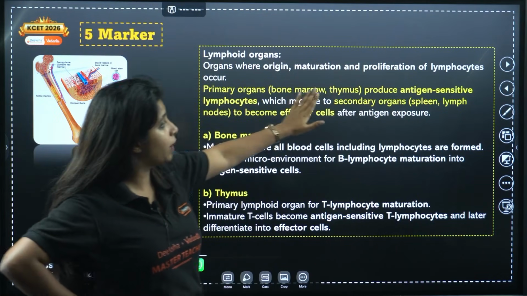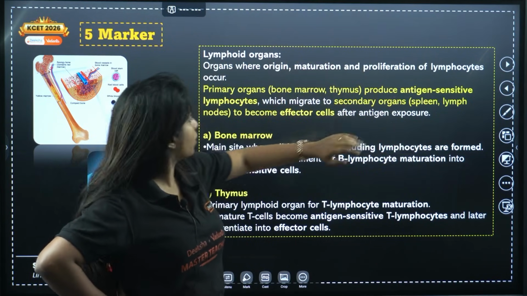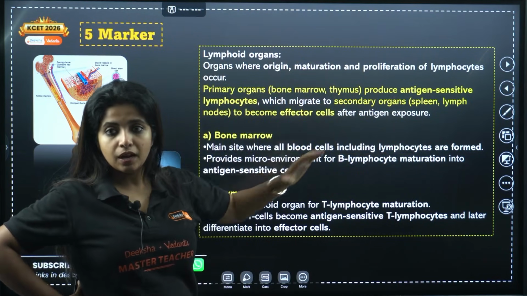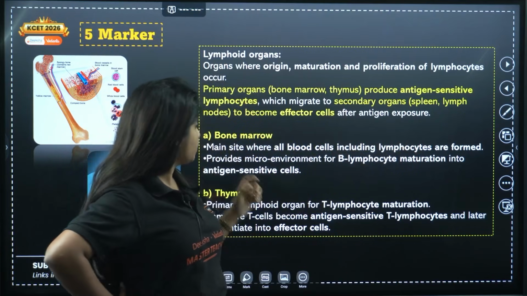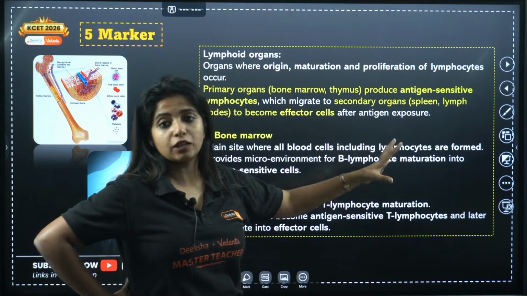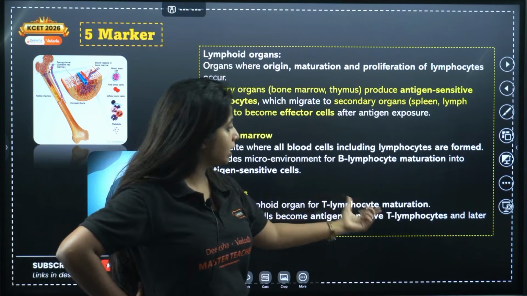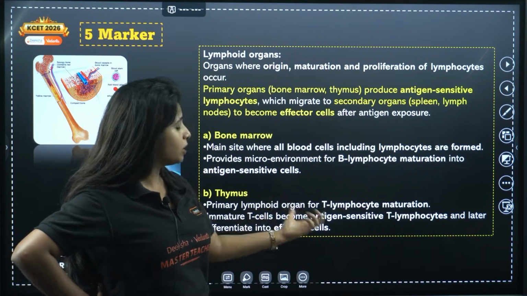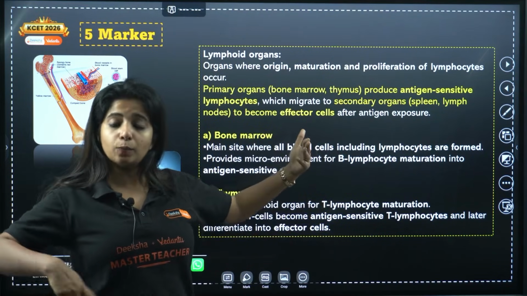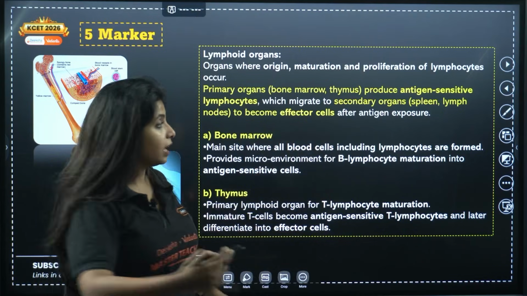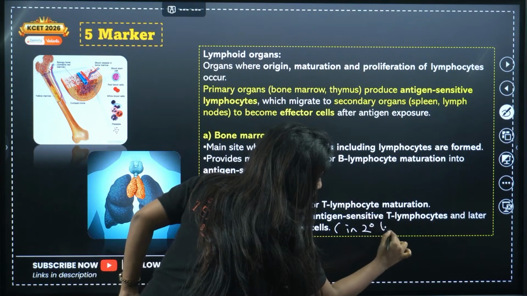Primary lymphoid organs, bone marrow and thymus, produce antigen-sensitive lymphocytes which migrate to secondary organs to become effector cells. Bone marrow is the main site where all blood cells including lymphocytes are formed, and it provides the microenvironment for B lymphocytes to mature and become antigen sensitive. Thymus is the primary lymphoid organ for T lymphocyte maturation. Immature T cells become antigen sensitive over here, and later they differentiate into effector cells in other places, not here. They become effector cells in secondary lymphoid organs, not here.